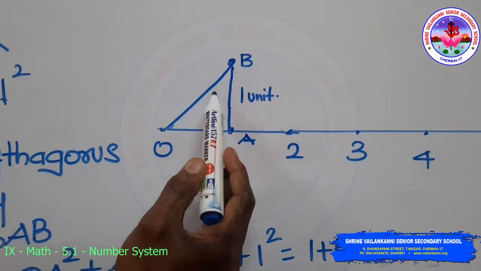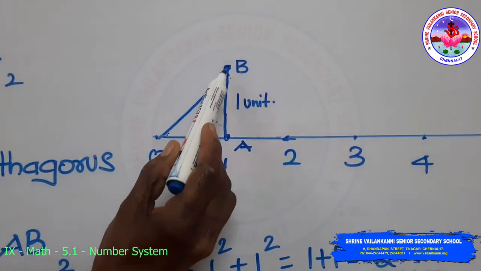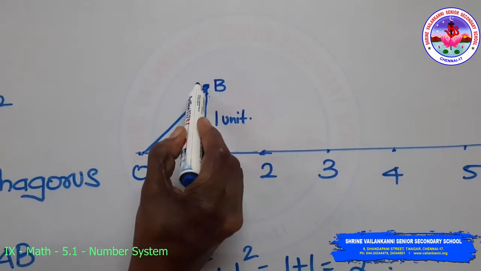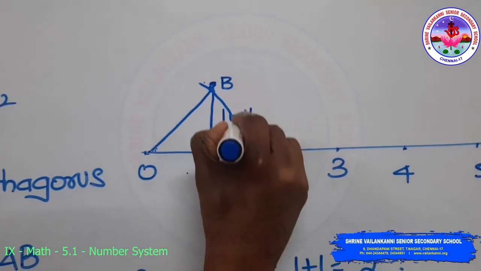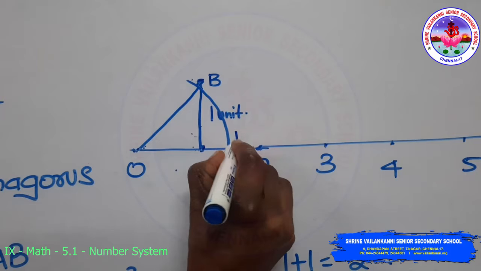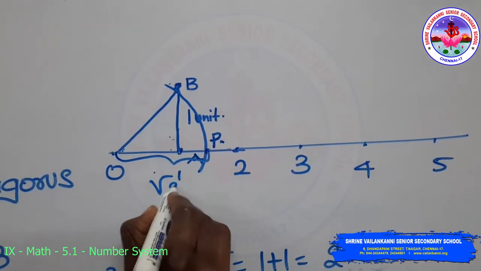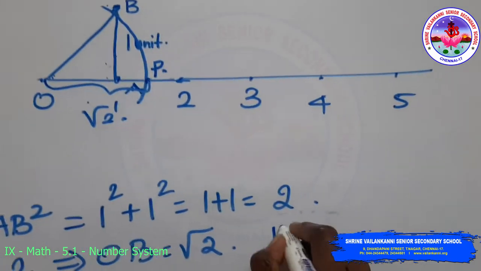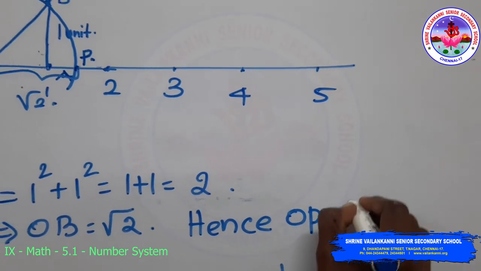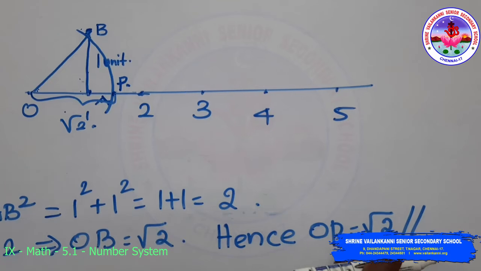So taking your compass, keeping your compass needle at O and taking the measure of OB, I am going to just draw an arc here such that the arc cuts the number line. Calling this point P, my OP distance will be root 2. So hence OP is equal to root 2. So I represented root 2 on the number line.